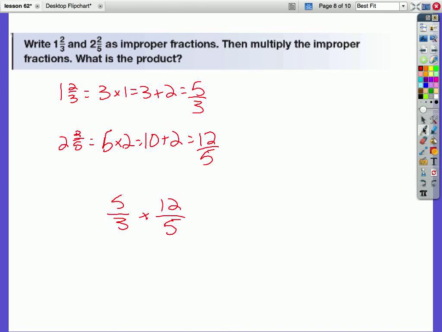Another way to reduce this before multiplying, notice I have a 5 on top and a 5 on bottom. I get rid of those. Now I have 12 thirds, and 12 divided by 3 is 4. Or I could reduce in here, 3 goes into 3 one time, 3 goes into 12 four times. So now all I have left is my 4. So if you want to reduce like that, go ahead. Otherwise, we can multiply and do the division after.